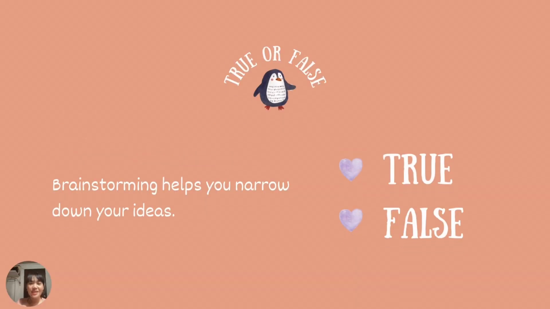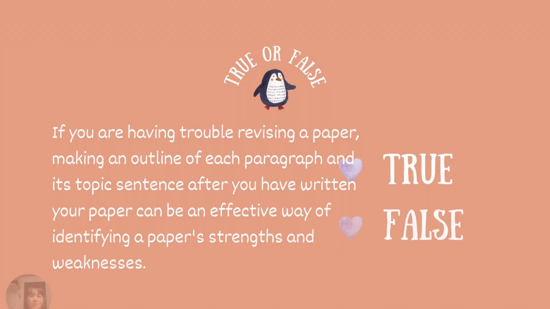Another one. Brainstorming helps you narrow down your ideas. True or false? The answer is true. Another. If you are having trouble revising a paper, making an outline of each paragraph and its topic sentence after you have written your paper can be an effective way of identifying a paper's strengths and weaknesses. True or false? Of course, this is true.